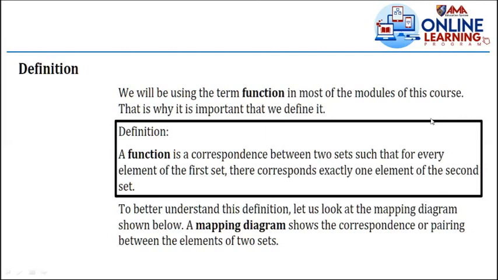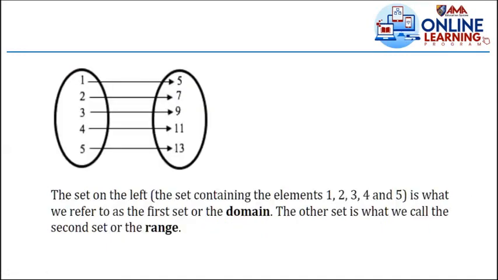The mapping diagram shows the correspondence or pairing between the elements of two sets. So we have 1 is to 5, 2 is to 7, 3 is to 9, 4 is to 11, 5 is to 13. So the set on the left, the set containing the elements 1, 2, 3, 4, and 5, the first 5 numbers, is what we refer to as the first set or the domain. The other set is what we call the second set or range.